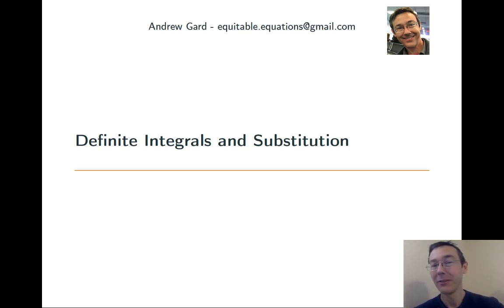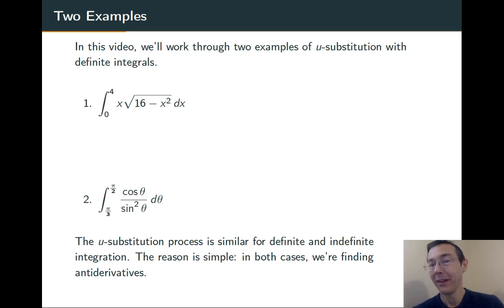Hey everybody, today we're doing definite integrals using the substitution rule. We're going to do two problems, here they are. They're pretty typical u-substitution problems.